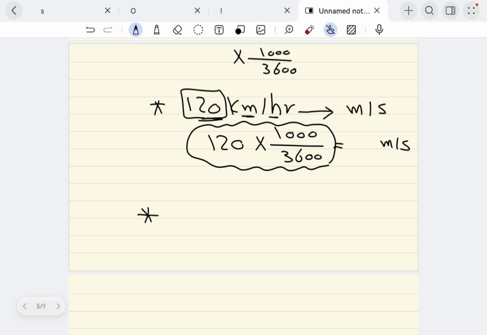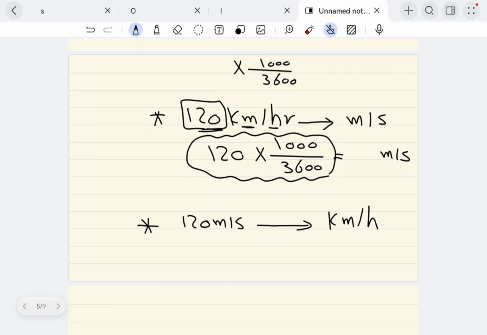He can ask the opposite question. For example, if you drive your car or bicycle with 120 meter per second, he asks you to get it in kilometer per hour. How can I solve these questions? Okay, it's the opposite. We said that if we want to convert kilometer per hour to meter per second, we have to multiply by 1000 over 3600. Here we will do the opposite.